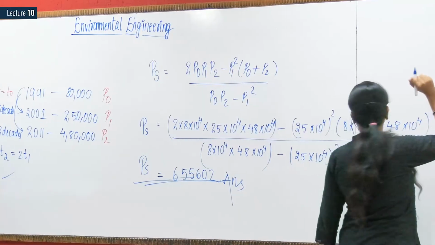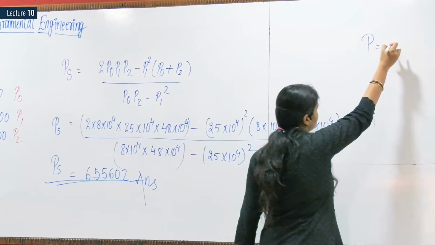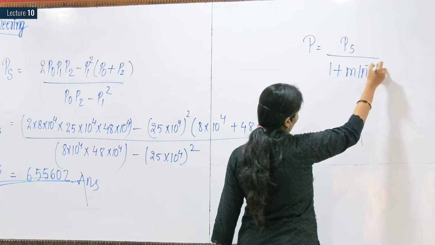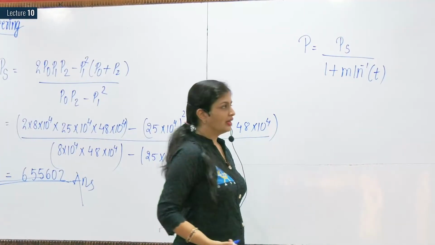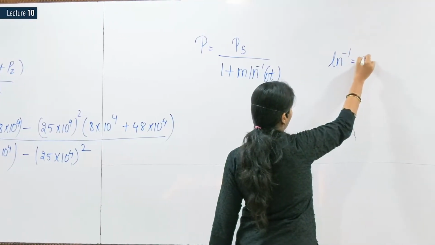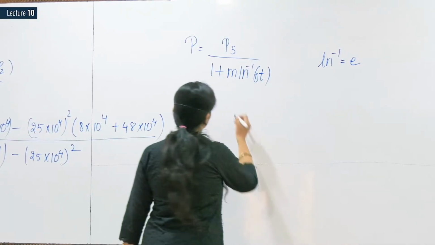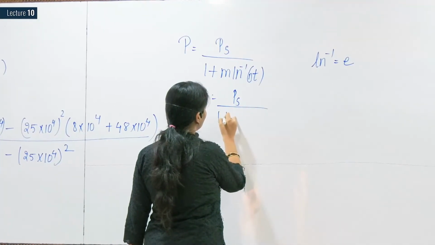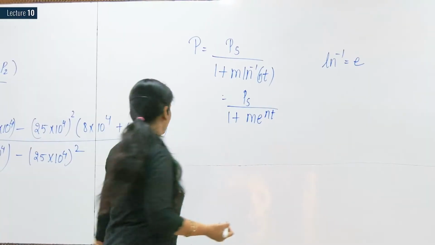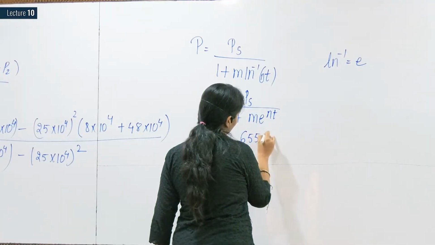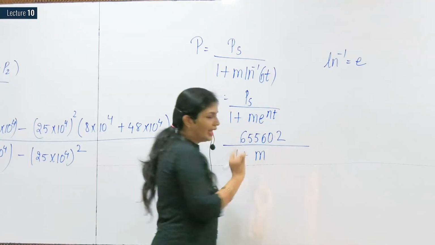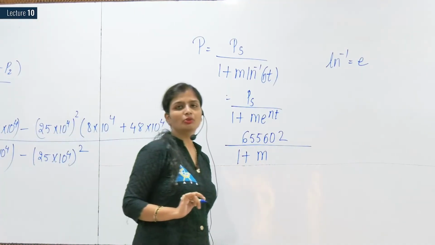For calculating the expected population in 2021, this is the formula. In place of log inverse of NT, you can put e. That means the same thing. So you can write it as P equals PS divided by 1 plus M e to the power NT. PS you have already calculated as 655,602. You have to calculate the value of M and N for knowing the population in 2021.